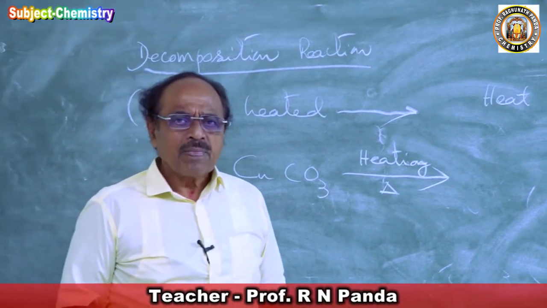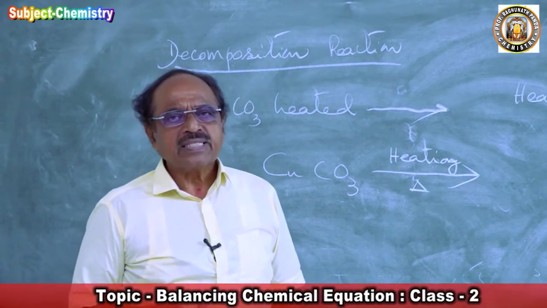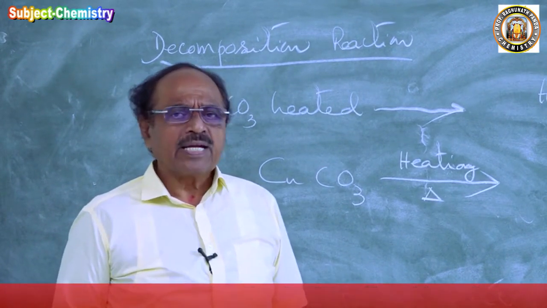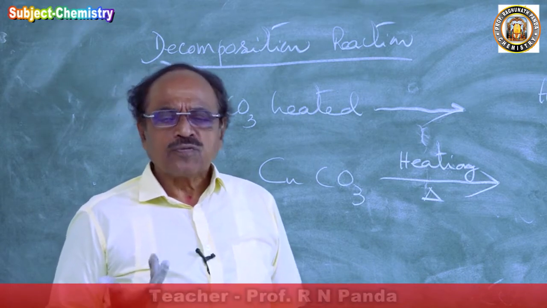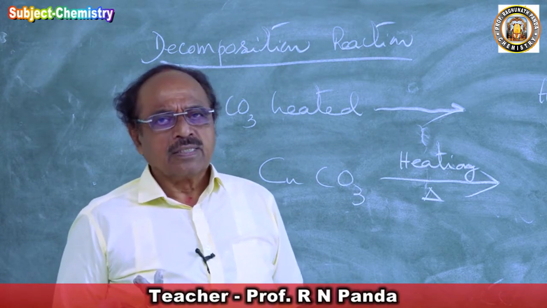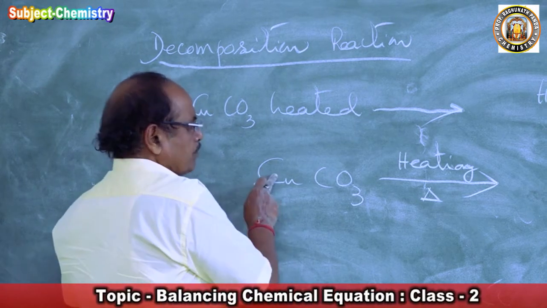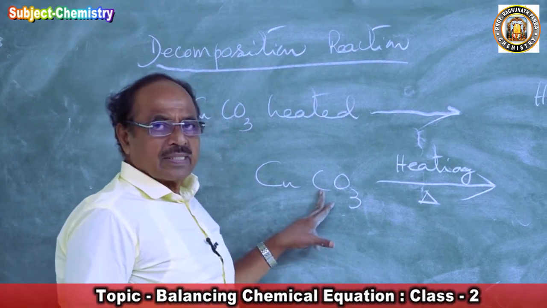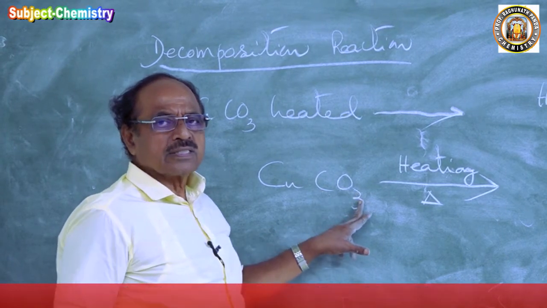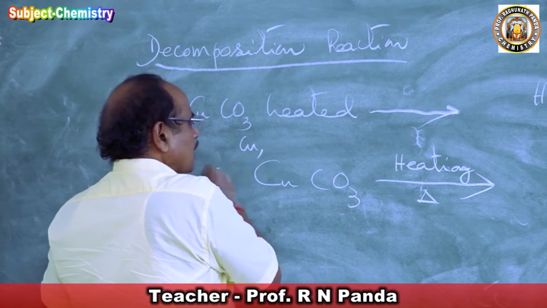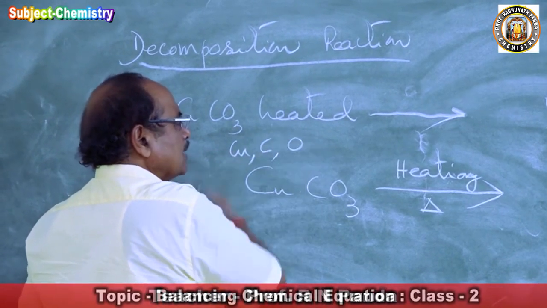What is a molecule? Atoms of different elements combine in definite proportion to form a molecule. So which atoms are present here? The elements present are copper, carbon, and oxygen. Three elements are there.